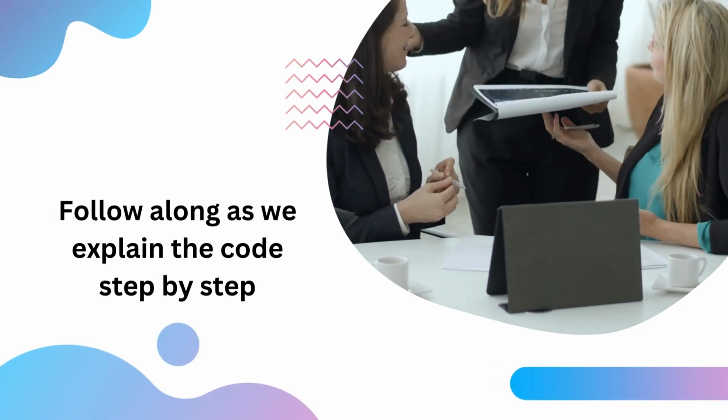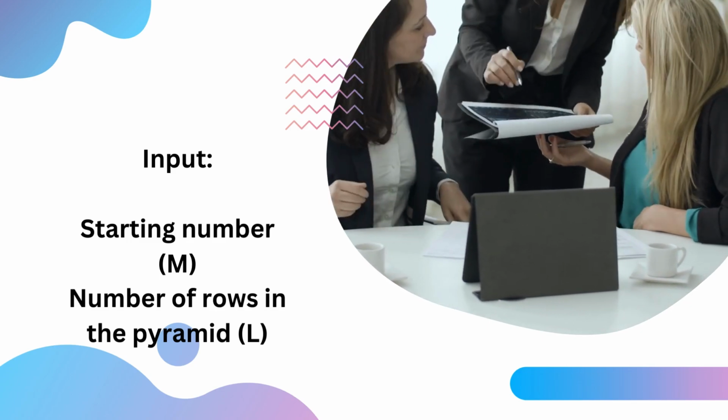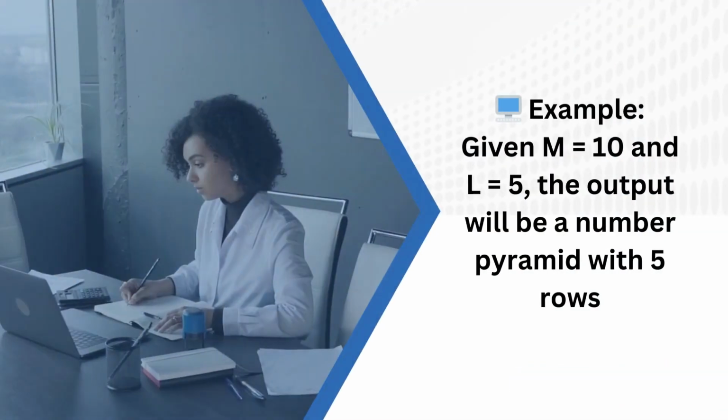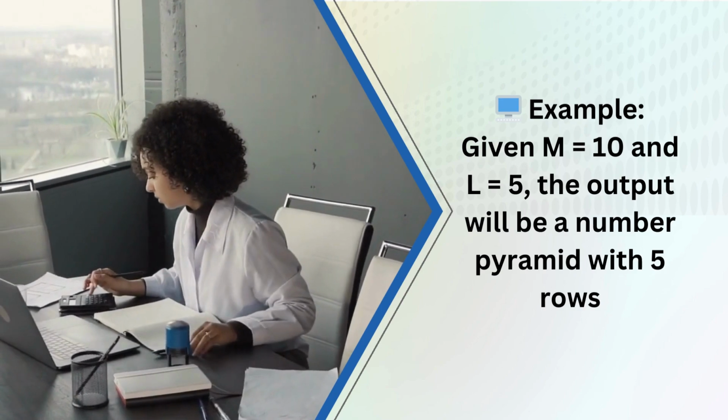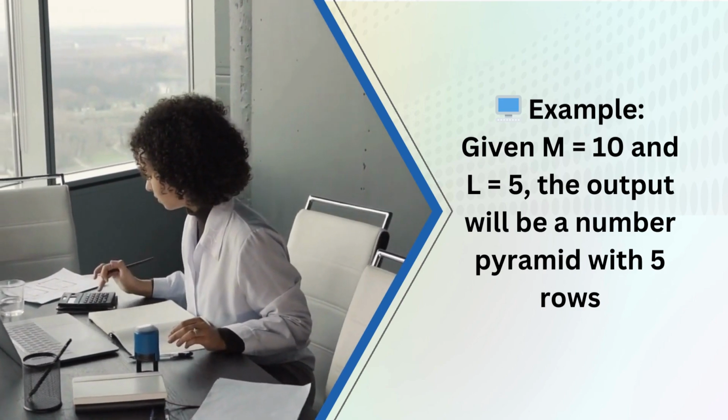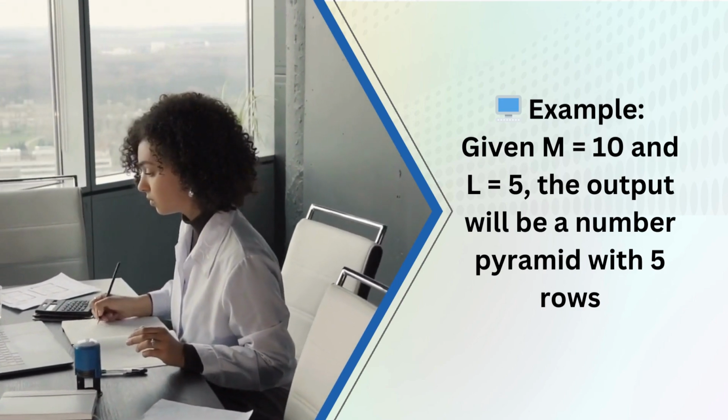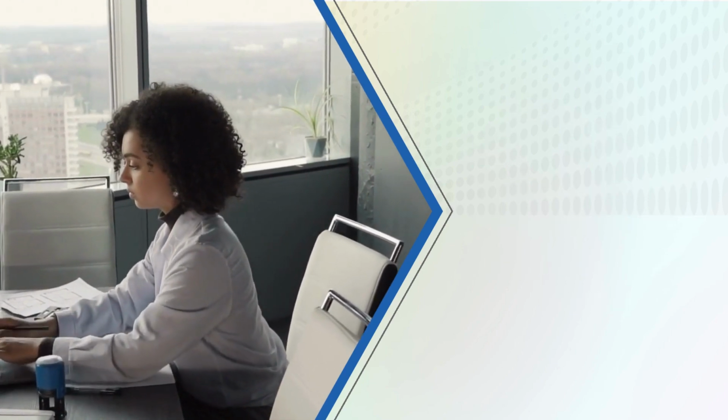Input: starting number, m, and the number of rows in the pyramid. For example, given m equals 10 and rows equals 5, the output will be a number pyramid with 5 rows. Let's dive into the code.